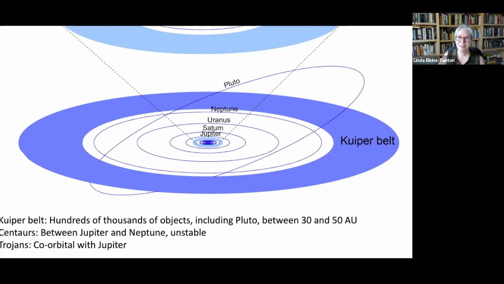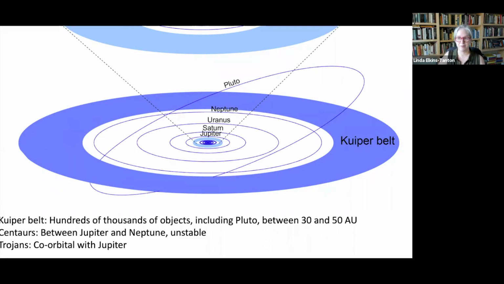But similarly to the inner solar system, there are small bodies that orbit throughout this region. There are centaurs that orbit throughout the region between Jupiter and Neptune, although they're unstable because of constant gravitational interactions with these big planets. Eventually, they'll be moved out of those orbits and sent either further in or further out in the solar system. But then there are special populations of small worlds that are co-orbital with Jupiter. These are called Trojans, and they exist in special stable areas called Lagrange points.